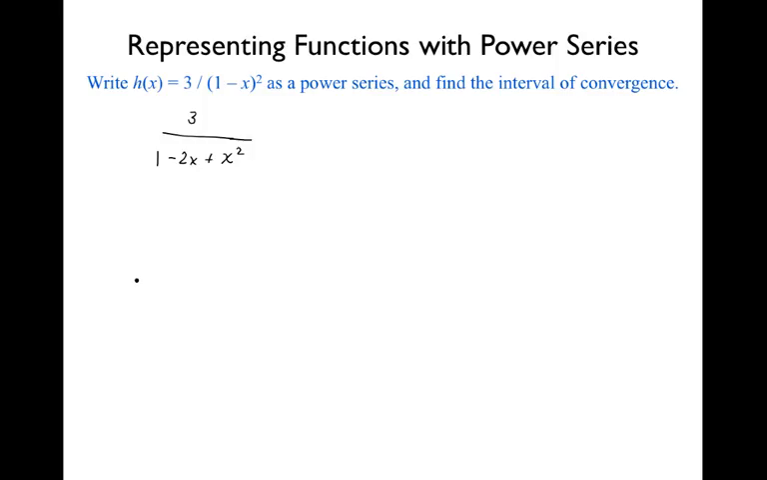And so what would a be? 3. And what would r be? So we could do a equals 3. And then we could do r equals what? 2x minus x squared. Yeah, but that's not convenient. It's not convenient because then we'd have 3 times 2x minus x squared to the n.